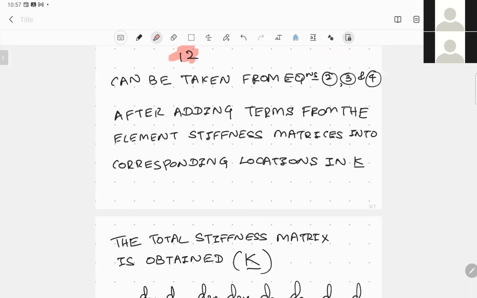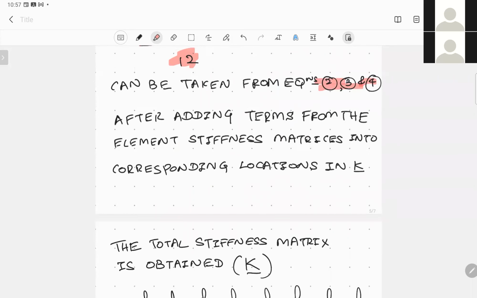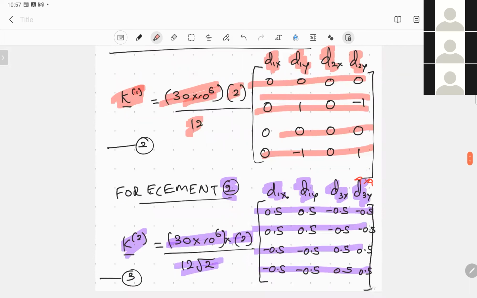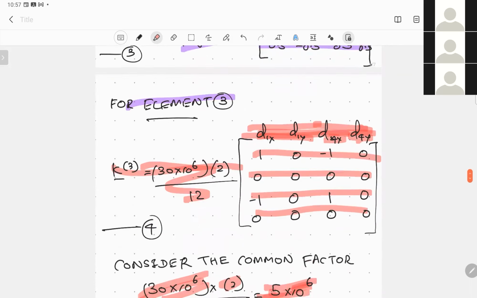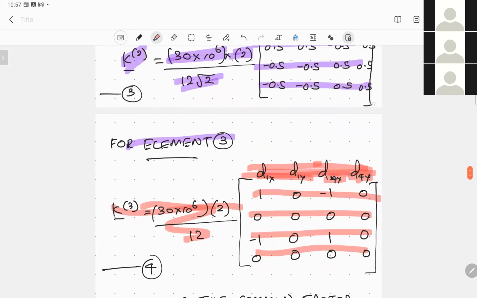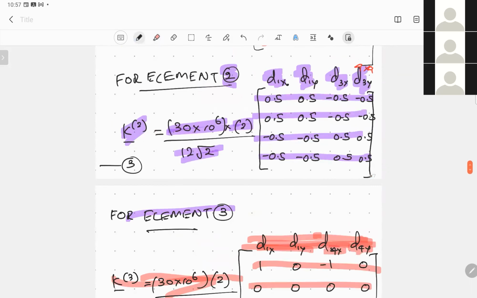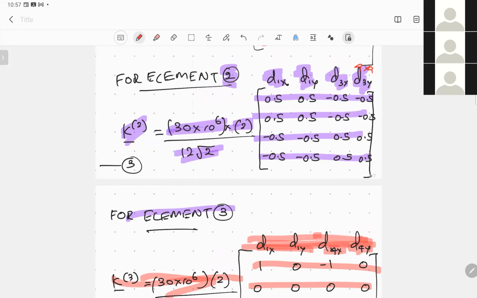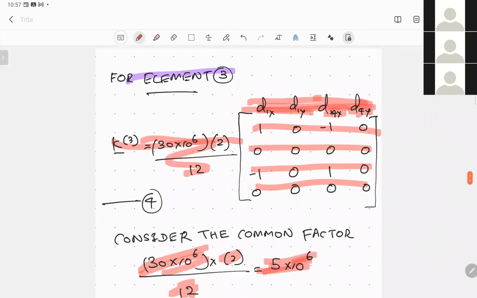And we can use equations 2, 3, and 4, which are the element stiffness matrices for element number 1, element number 2, and element number 3. All of these matrices are 4 by 4 matrices. Why? Because each element has 2 nodes, and each node has 2 degrees of freedom, so each element has 4 degrees of freedom altogether. We have three 4 by 4 matrices.